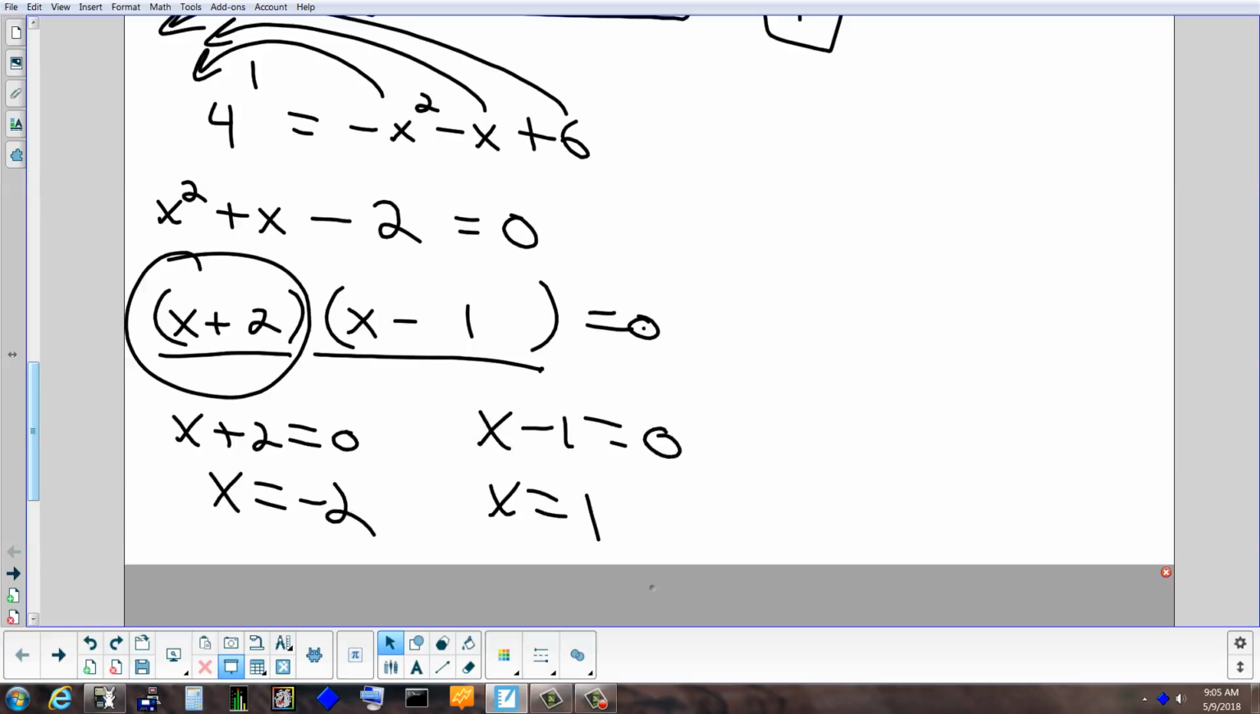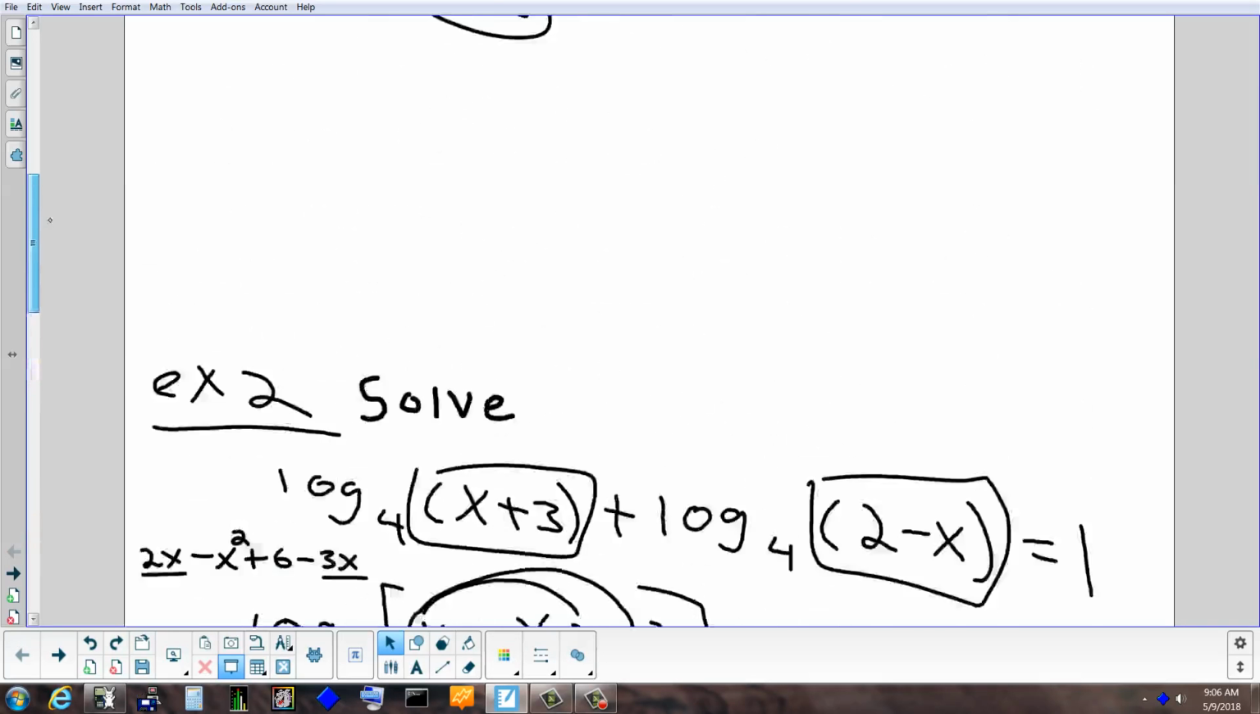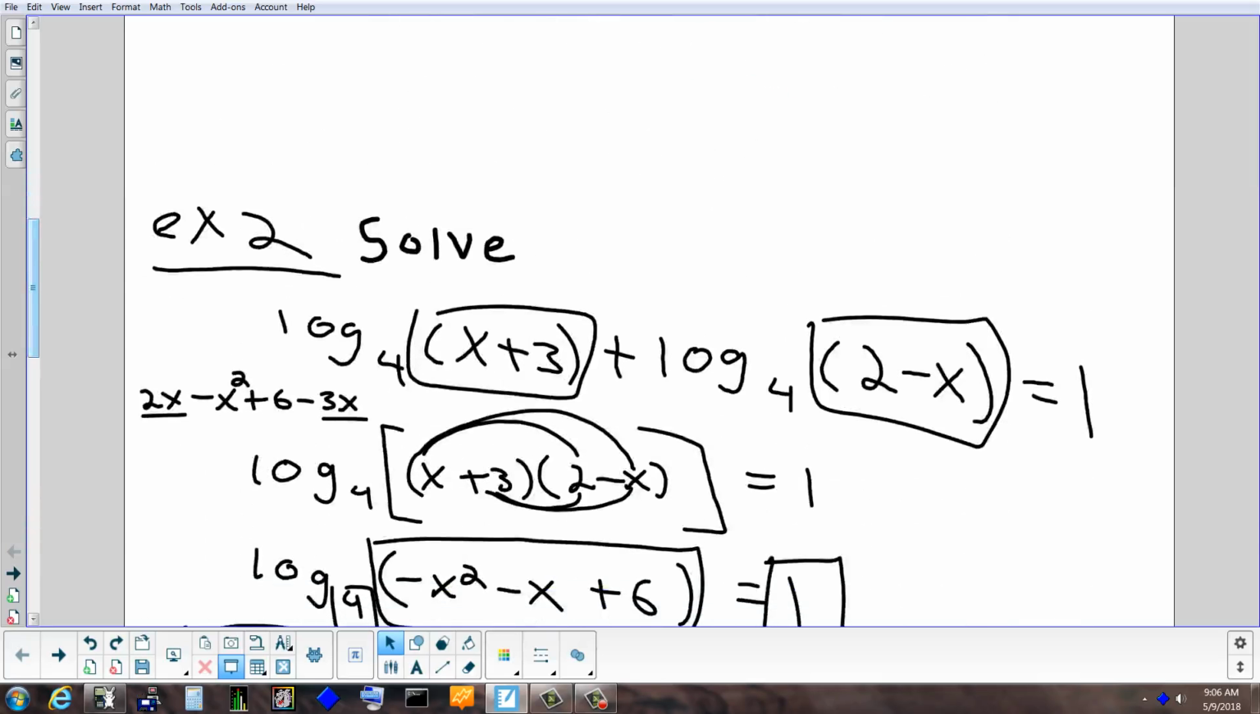Okay, any questions on those two? Now we're like 99% done. The last thing we have to make sure of is, do both of those answers work? There's three cases. They either both work, they both don't work, or one works and one doesn't. To check if they work, I'm going to go back up to the original problem. I plug them into the arguments, and I have to make sure the argument never comes out negative. If it comes out negative, we have to cross that answer out.